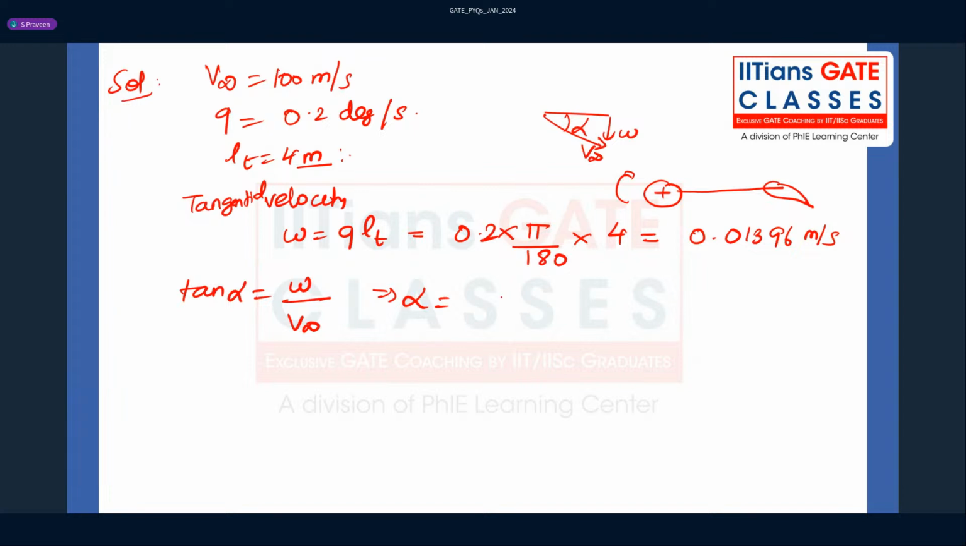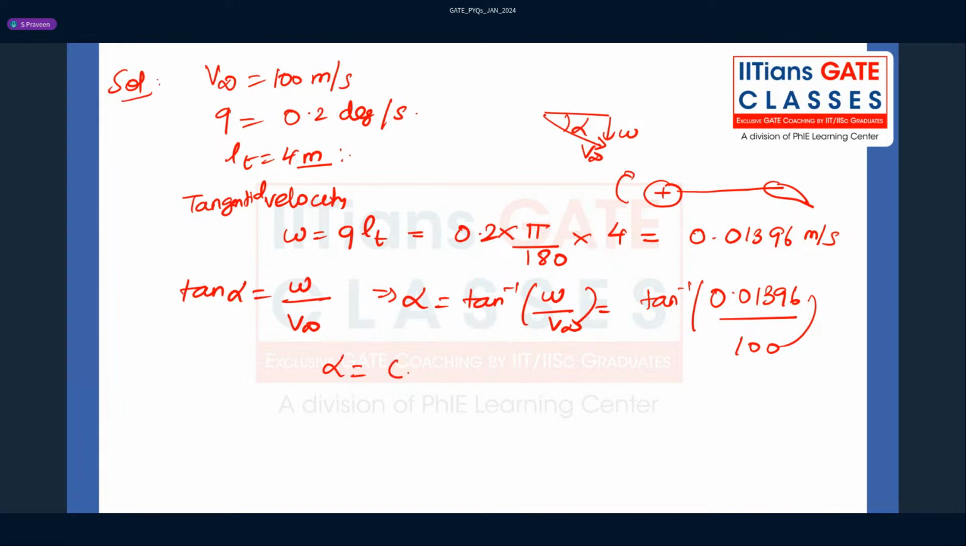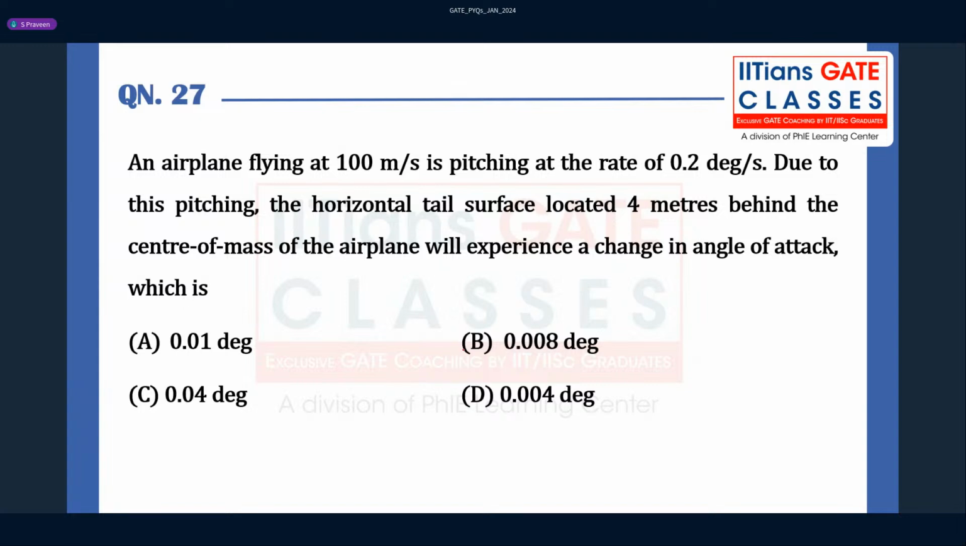So from here I can write alpha as tan inverse of W by V infinity, which is basically what? Tan inverse of 0.01396 divided by V infinity, which is 100. So if you simplify this, tan inverse, okay, you get close to 0.008 degrees. Okay, I should put this symbol in here because it's close. I'm approximating. So the correct option is obviously option B. Hope you guys understood.